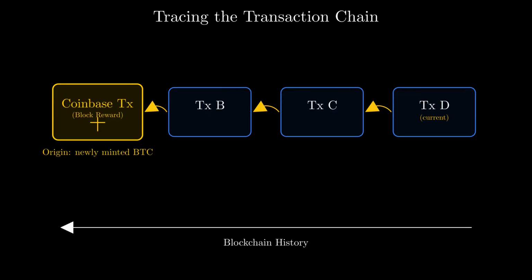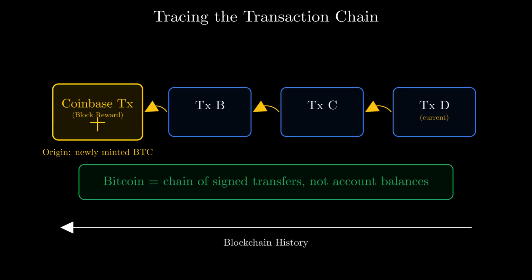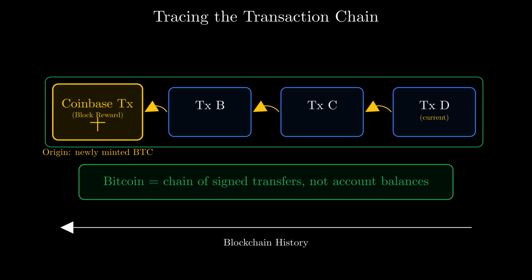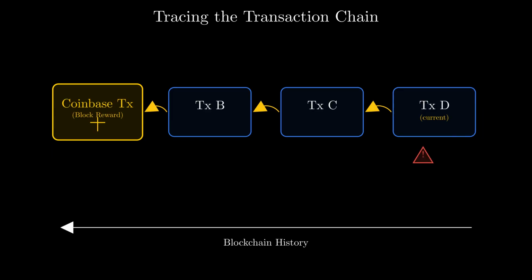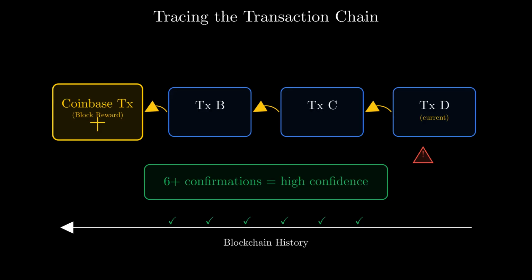This is the fundamental insight. Bitcoin is not a balance in an account. It's a chain of signed ownership transfers, each independently verifiable, stretching back to the moment those coins were minted. One important caveat, a transaction ID is not permanent until confirmed in a block. Before confirmation, transaction malleability can alter the TXID. Even after confirmation, a blockchain reorganization could theoretically change it. But reorganizations become exponentially unlikely with each additional confirmation. 6 confirmations is the traditional threshold for high confidence.